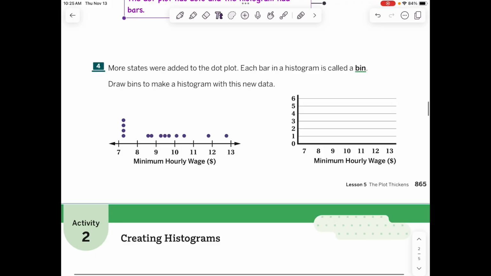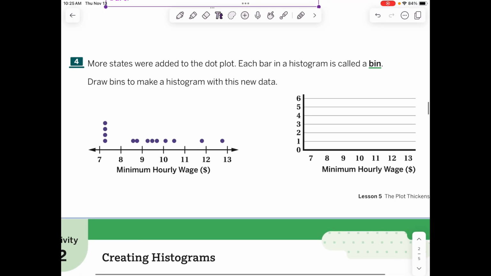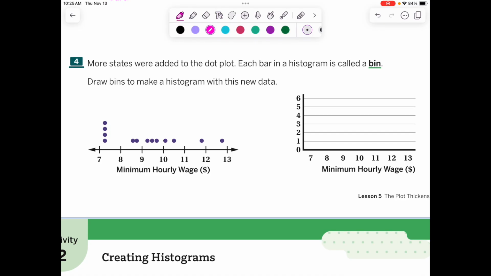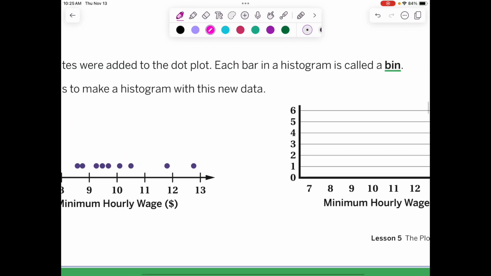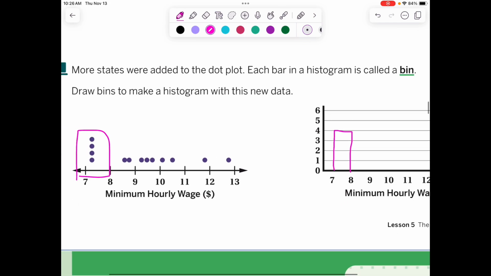Moving on to number 4, it says more states were added to the dot plot. Each bar in a histogram is called a bin. We need to draw bins to make a histogram with this new data. I'm going to look in between my 7 and my 8. I have 4 dots, so that means between 7 and 8, I need to go up to 4. And as you notice, my bar graph is in between the 7 and the 8. All right, in between 8 and 9, I had 2. So I'm only going to go up to 2. In between 9 and 10, I had 3.